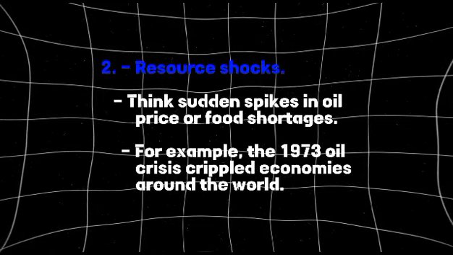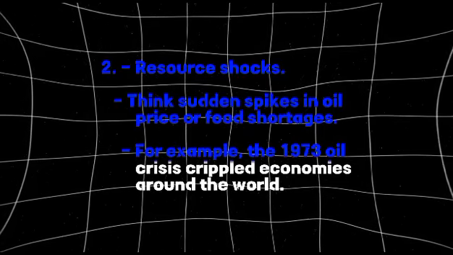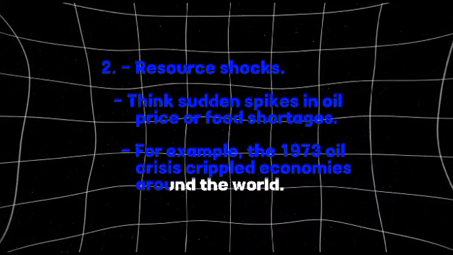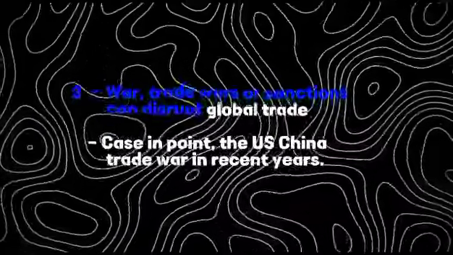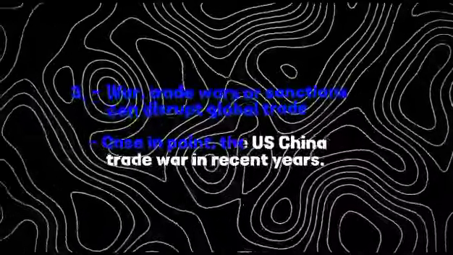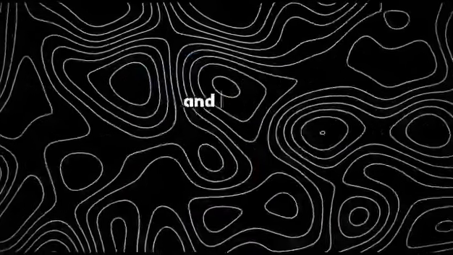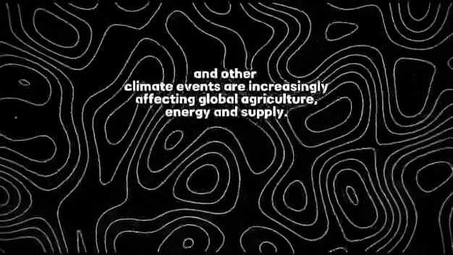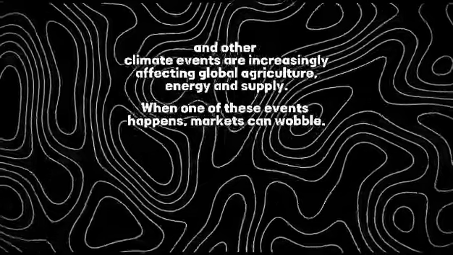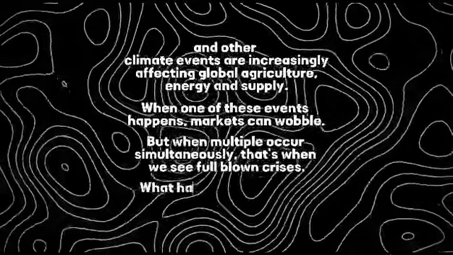2. Resource shocks. Think sudden spikes in oil prices or food shortages. For example, the 1973 oil crisis crippled economies around the world. 3. Geopolitical instability. War, trade wars, or sanctions can disrupt global trade. Case in point, the US-China trade war in recent years. 4. Climate-related disasters. Floods, droughts, and other climate events are increasingly affecting global agriculture, energy, and supply chains. When one of these events happens, markets can wobble, but when multiple occur simultaneously, that's when we see full-blown crises.